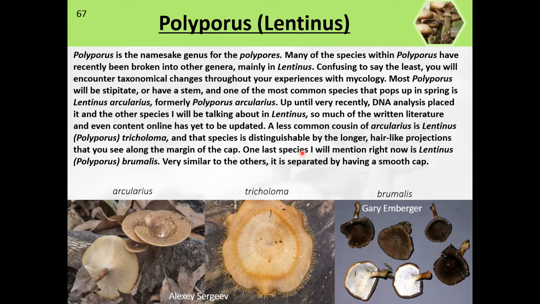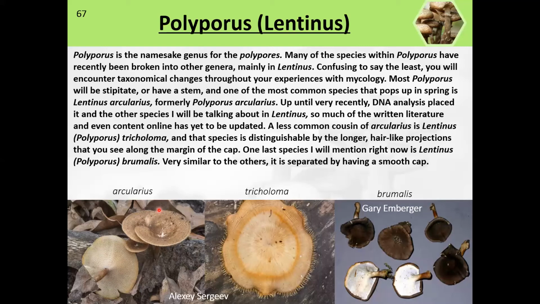So the most Polyporus species will be stipitate or have a stem. And the most common one that I've actually seen posted in the Texas Mushroom Identification Group on Facebook is this Arcularius. And that really tells me that that's the start of spring, right? So we officially have spring started because the mushroom just told me that. And it's only found in the springtime.